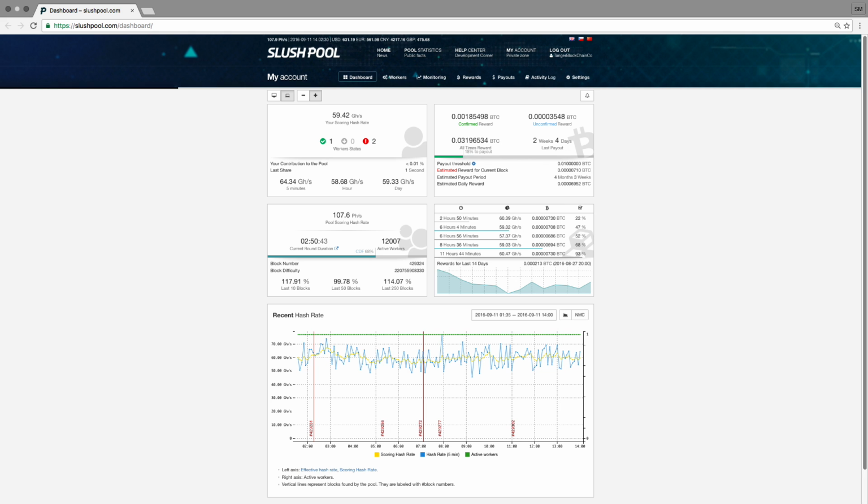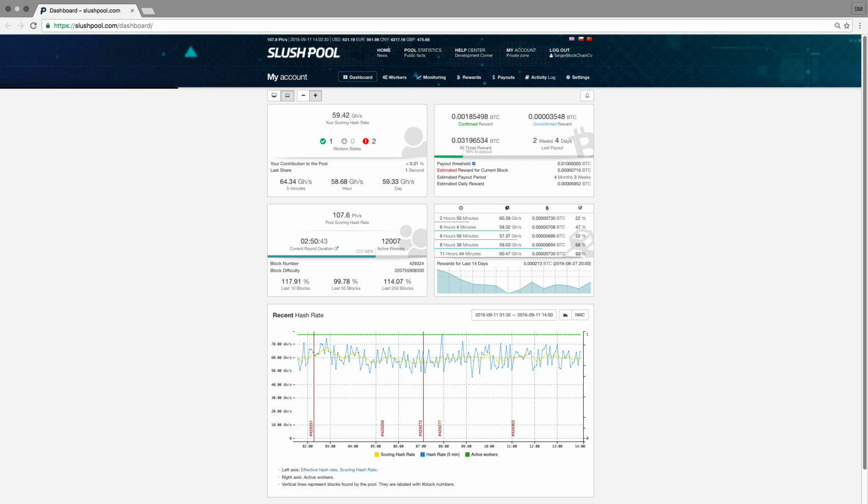In Bitcoin terms, a hash rate is a unit used to measure the processing power of your device. As you can see on the top left widget of my dashboard, I'm approximately mining at 59 gigahashes per second. And if you look at the widget below that, you can see that the entire SlushPool is running at approximately 107 pentahashes per second.